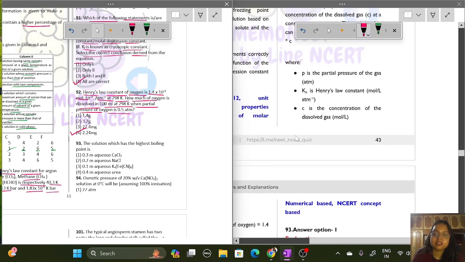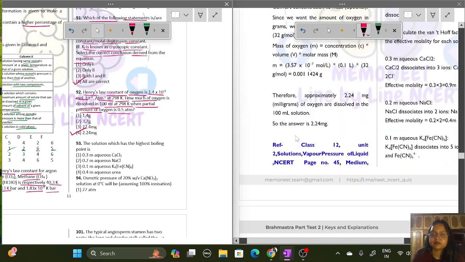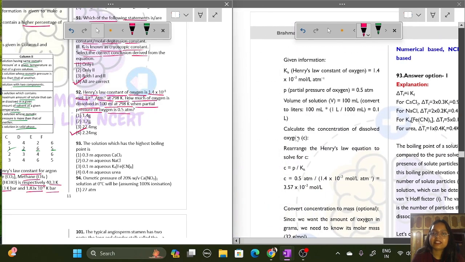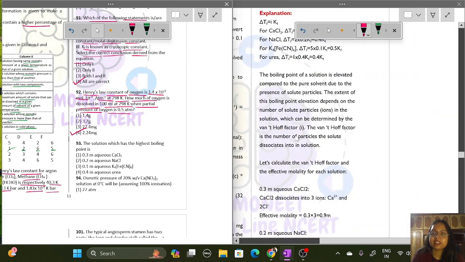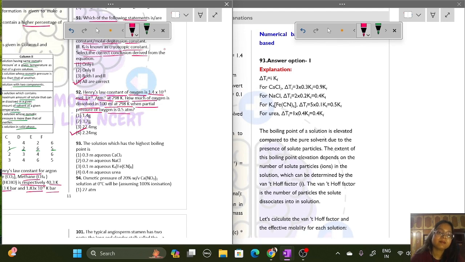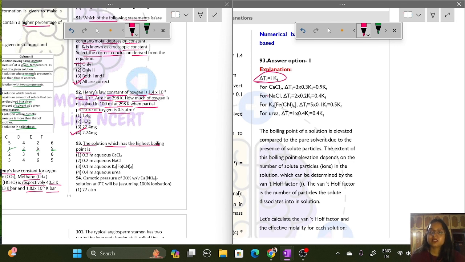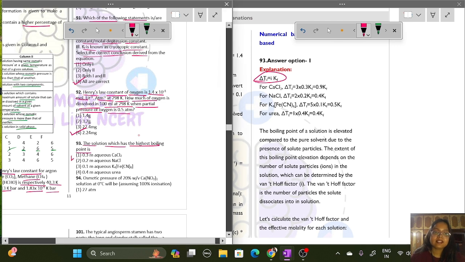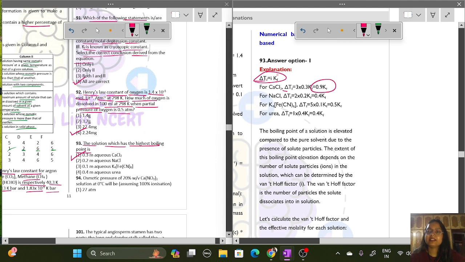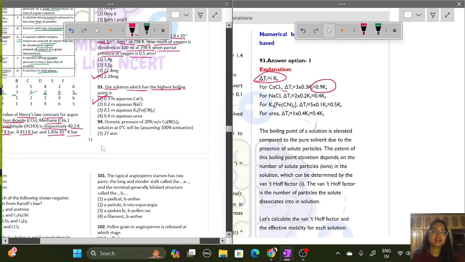Question number 93. For detailed solution, you can refer here, okay? Everything is given in the detailed solution. Question number 93 asks for the solution which has the highest boiling point. For this, we have to use the formula delta TB is equal to i into KB. So the highest boiling point will be for CaCl2. It will be 0.9 KB. Others will have a lower boiling point than this.